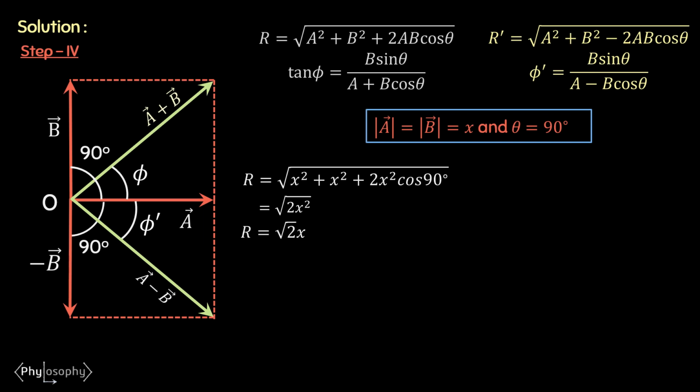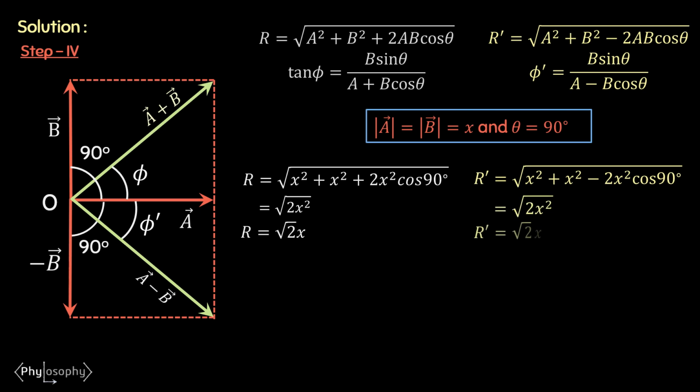Again, if we put this in the formula for r prime, then we will have r prime equals square root of x squared plus x squared minus 2x squared cos 90. Again cos 90 is 0, therefore we can write r prime is root 2 x. Therefore we can conclude that the magnitude of the vector a plus b is the same as the magnitude of the vector a minus b.